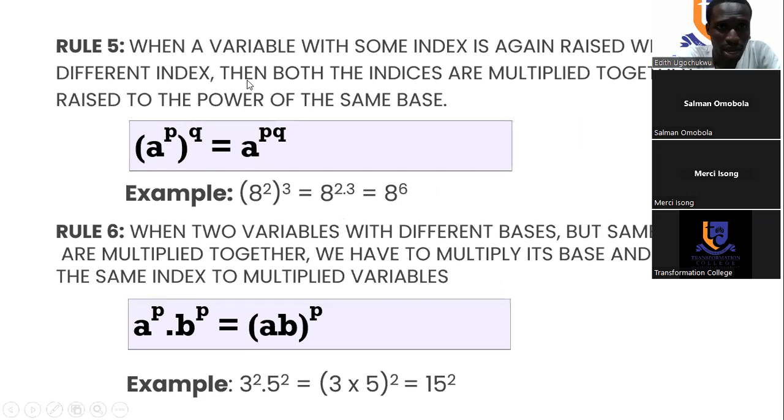See the next one: a raised to power p, into bracket q. Mathematically, anything in the bracket means multiplication. The two powers are multiplying themselves. That is a raised to power pq. You can see that: a raised to power pq.